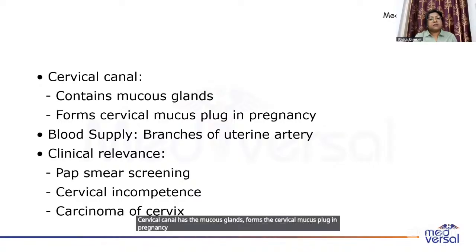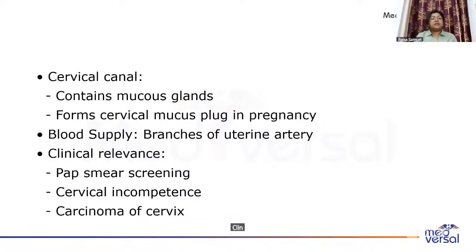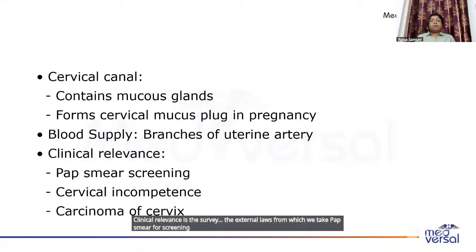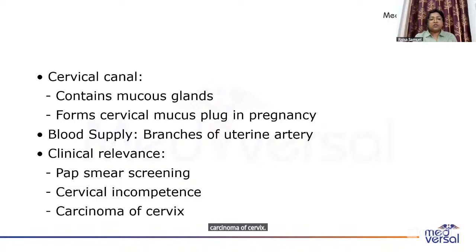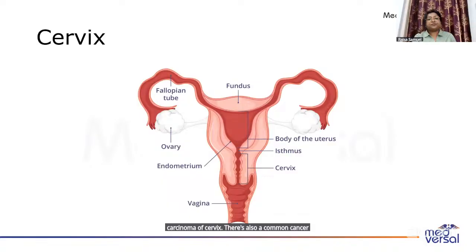What is its blood supply? Branches of the uterine artery. Clinical relevance: the external os is where we take the pap smear for screening. Cervical incompetence, that is, the length of the cervix becomes short during the second trimester, can cause cervical insufficiency and incompetence. Carcinoma of the cervix is also a common cancer in women.